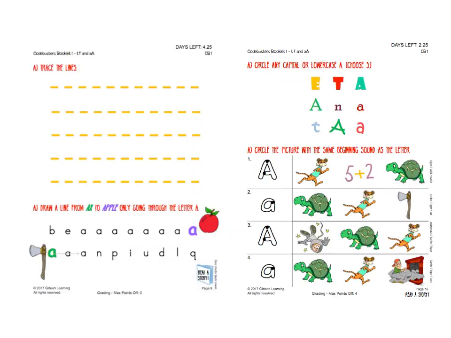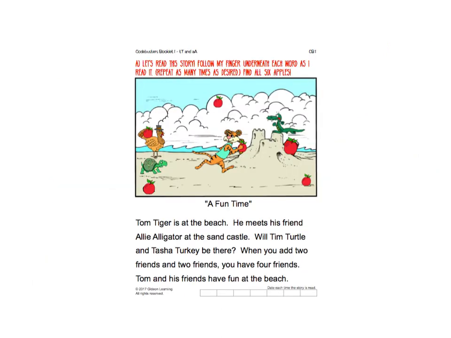Here are some examples of what your child will do in this booklet. Notice there's a lot of fine motor, as well as identifying the different letters within different fonts, and isolating the sound and identifying it amongst other sounds. At the bottom of every fourth page, you'll see a prompt to read the story. Now let's flip to the back of the book to look at the story. It should look something like this. This is the first Codebusters story, and at the top you can see the directions.